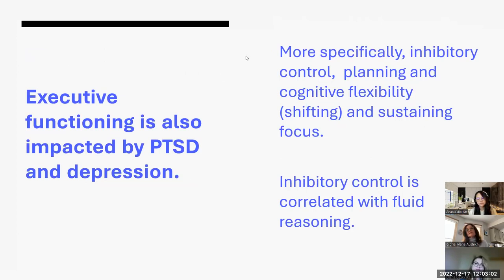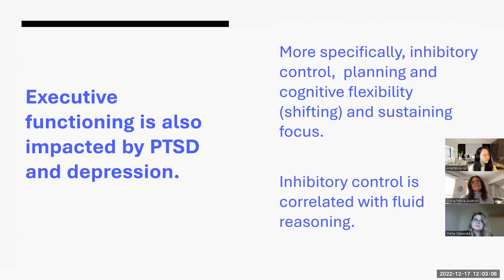So the next slide, executive functions also. It's not just verbal memory, verbal reasoning and visual spatial reasoning, but executive function is also impacted by PTSD and depression. And in terms of all those different aspects of executive function that I talked about before, it has been found that more specifically, it's the inhibitory control. So it's that ability to inhibit a response and not just go into automatic mode, not just use a response that you used before.